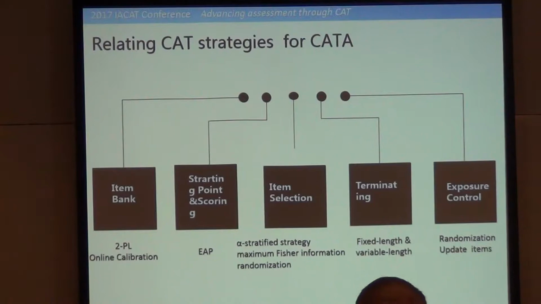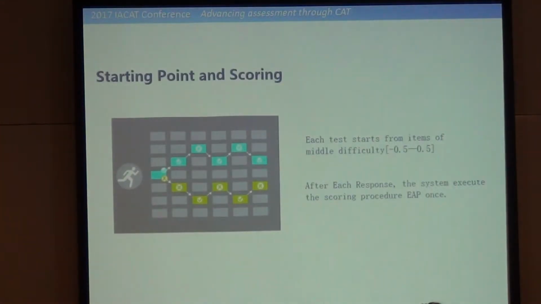Starting point and scoring are not complicated. We confined the starting point to items of middle difficulty. Each candidate will get an item of middle difficulty at first, ranging from minus 0.5 to 0.5. After each response, the product will execute the scoring procedure, EAP. We adopt EAP as the scoring method. This is about the starting point and the scoring.